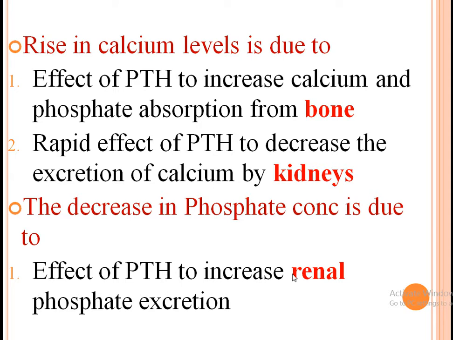How does the decrease in phosphate concentration occur? That is due to the effect of the hormone to increase renal phosphate excretion. So it increases the excretion of phosphate so that the phosphate plasma level decreases.